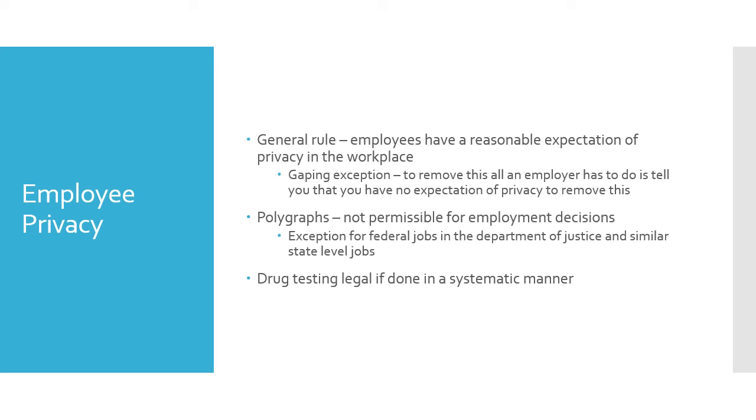employee privacy. General rule. At work, you do have a reasonable expectation of privacy in the workplace. In practice, no, you don't, because there's a gaping exception. To get rid of that general rule, all an employer has to do is tell you that you have no expectation of privacy in the workplace, and then you don't. So virtually every employee handbook has that language. You have no expectation of privacy in the workplace. So in application, you have no expectation of privacy in the workplace. All right.